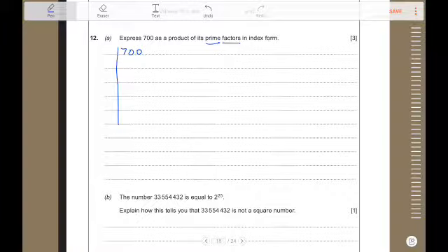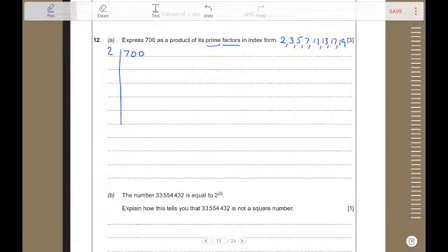Okay, so you can always check if you're not sure if a number is a prime number. So prime numbers up to 20. We've got 2, 3, 5, 7, 11, 13, 17 and 19. That should get me through this question. So I'm going to start off with number 2 and ask myself, does 2 divide into 700? Well, of course it does, because this is an even number.